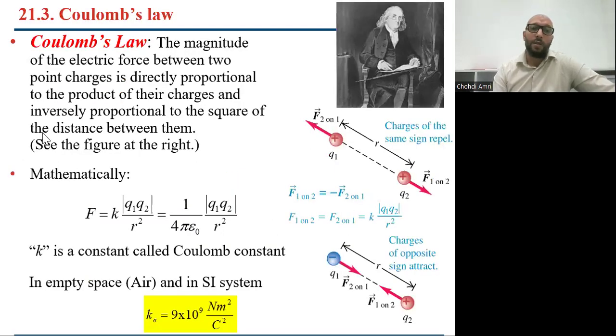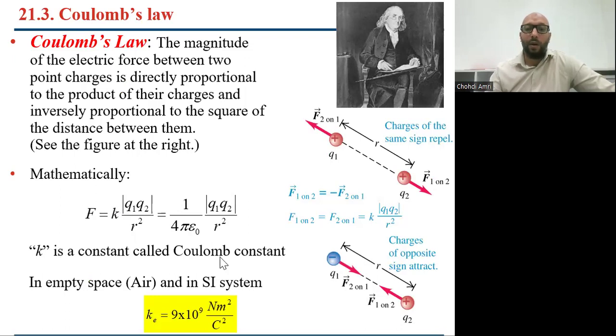Now, let's talk about Coulomb's law. Coulomb's law is a law permitting the calculation of the magnitude of electric forces between 2 point charges. This law states that the magnitude of electric force between 2 point charges is directly proportional to the product of their charges and inversely proportional to the square of the distance between them. The mathematical expression of Coulomb's law is F, the electric force, is equal to K, absolute value, Q1, Q2, divided by R squared.